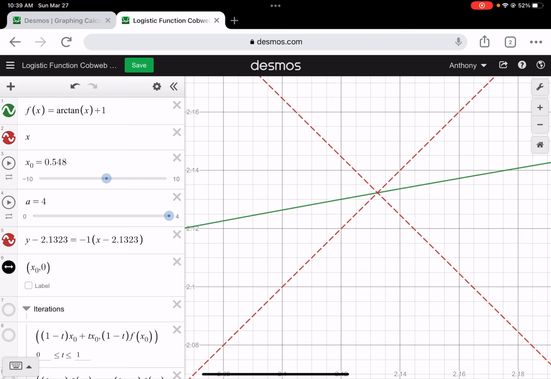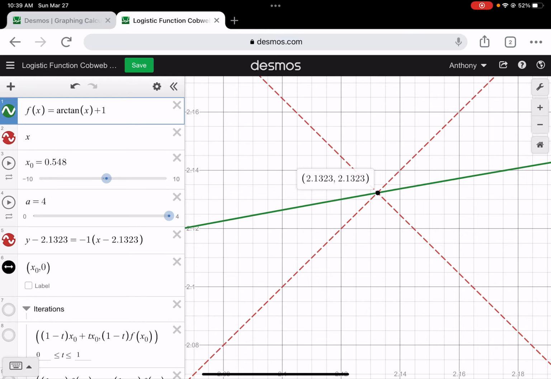And if you were to take the derivative of arctangent, which is really gross and it involves the inverse function derivative rules, and you were to plug in x equals 2.1323, you would get something less than 1, right? And we can see that in this picture.